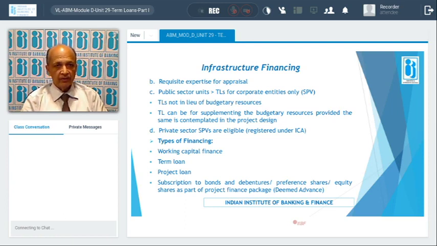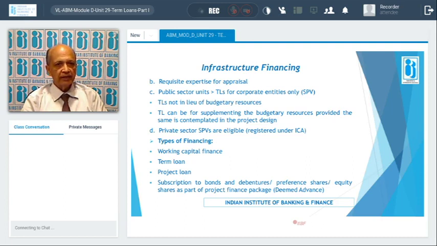But there is a provision that the term loan can be considered to supplement the budgetary allocation, in the sense that suppose a budgetary allocation is inadequate, in that case it can be supplemented, or any enhancement, additional facility required to take care of any shortfall. So in that case, a term loan can be considered for supplementing the budgetary resources, provided the same is already envisaged or contemplated in the project design. Project design, everything is there. Then only this term loan can be considered for supplementing. Please remember, supplementing only. No budgetary allocation, term loan should be considered.